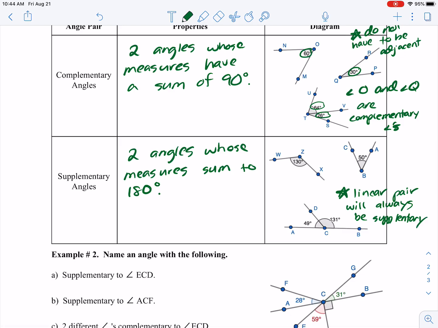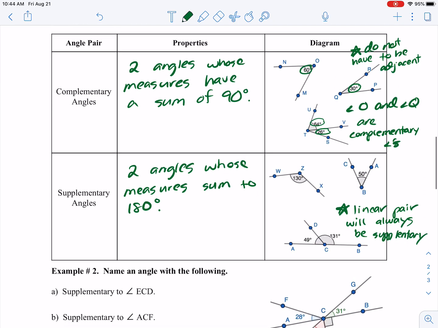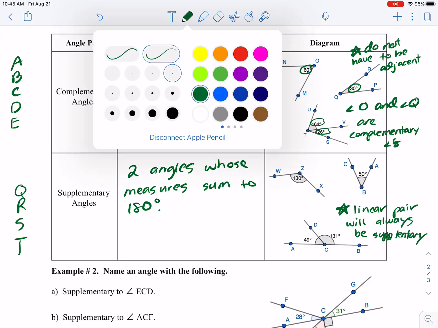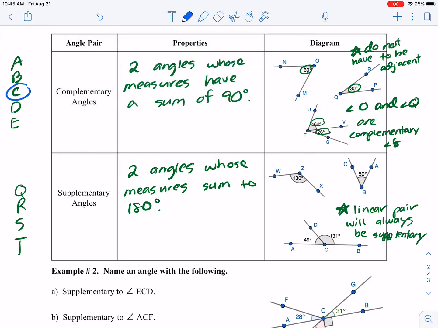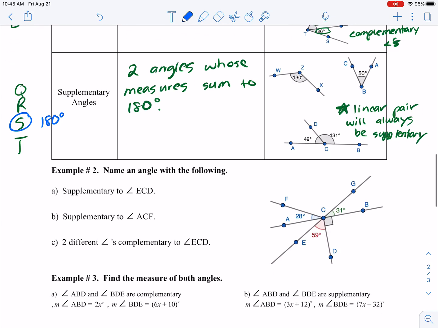An easy way to remember this, complementary and supplementary: if we were listing out the alphabet, A, B, C, D, E, all the way down to L, M, N, O, P, Q, R, S, T. Well, which letter comes first in the alphabet, C or S? C comes before S. 90 comes before 180 on our number line. It's a good way to remember. Complementary, two angles whose measures sum to 90. Supplementary, two angles whose measures sum to 180.